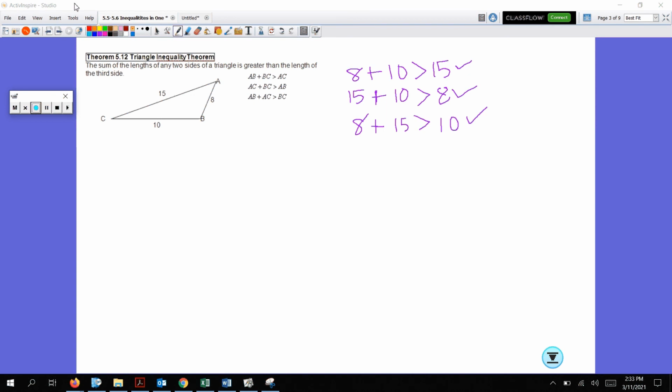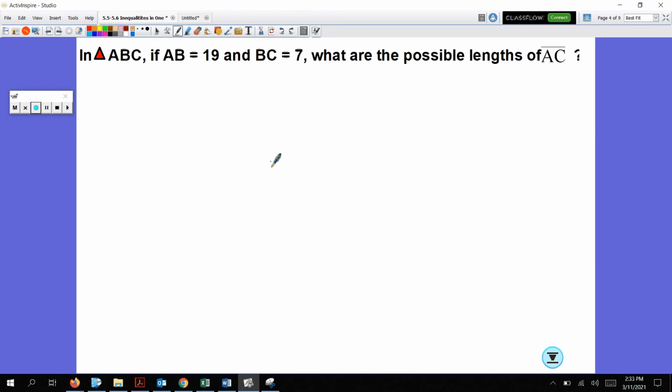All right, so now that we know that's all fine and good, this is a real triangle, we're ready to move on, all right? So here we go. In triangle ABC, if AB is 19 and BC is 7, what are the possible lengths of AC? What I want to do is first, let AC equal x. And what I'm going to do is set up an inequality.